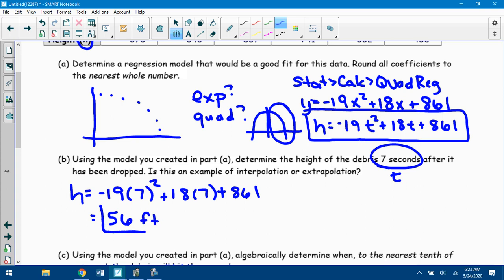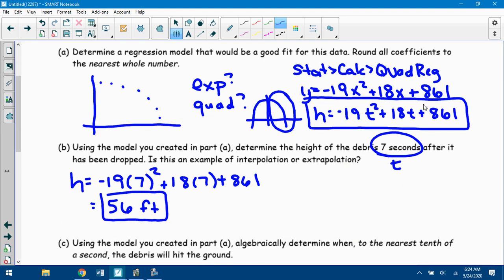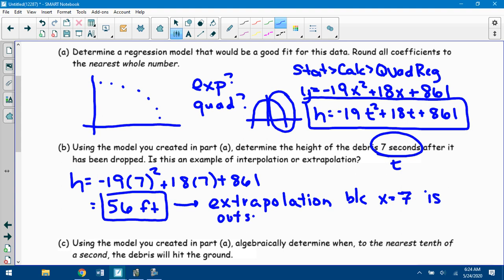Is that interpolation or extrapolation? Well, 7 is outside the range of data we have, so that's extrapolation. So extrapolation, because x equals 7, is outside given domain. Our domain was 0 to 5 because that's the data we're given.